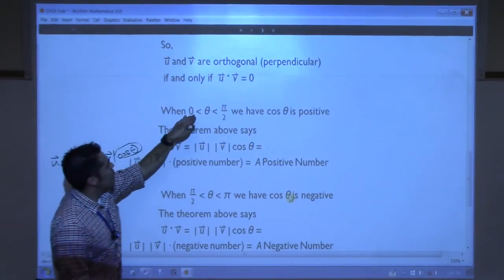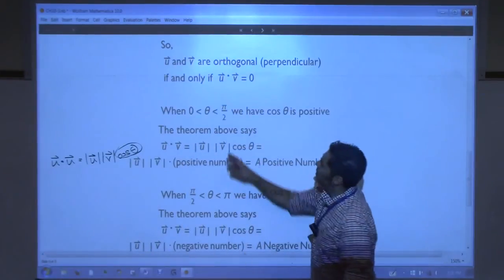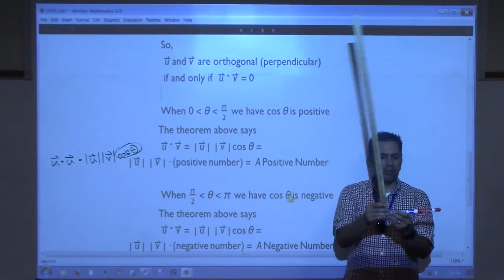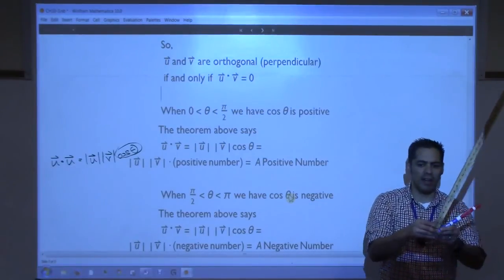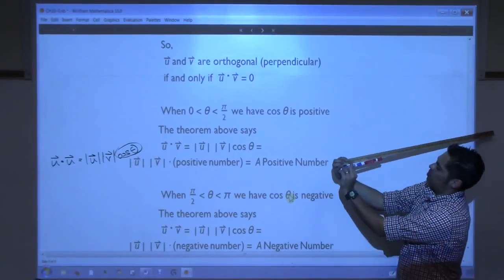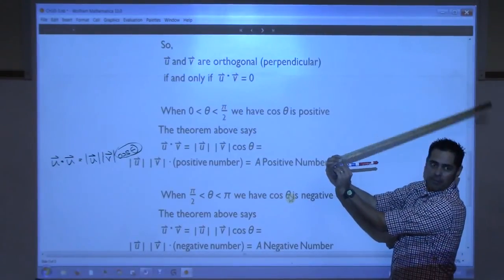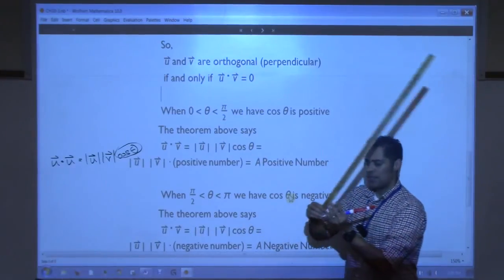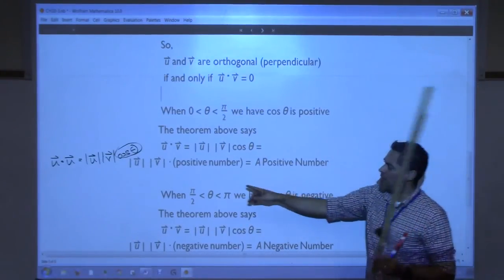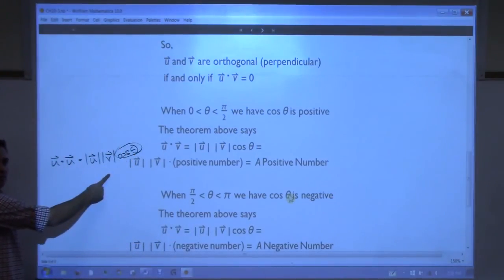Here it is. When the angle theta between your two vectors is between 0 and pi over 2, so if your angle is something like in here, what is cosine of an angle that's between 0 and pi over 2? Is it positive or negative? Positive, right? So if the angle between your two vectors is between 0 and pi over 2, then this will be a positive number, and the dot product therefore is positive.